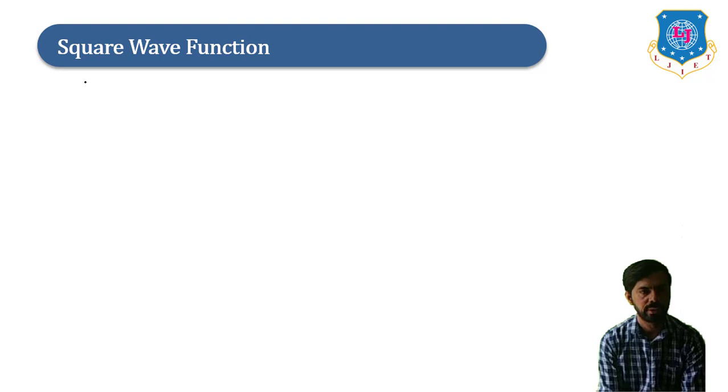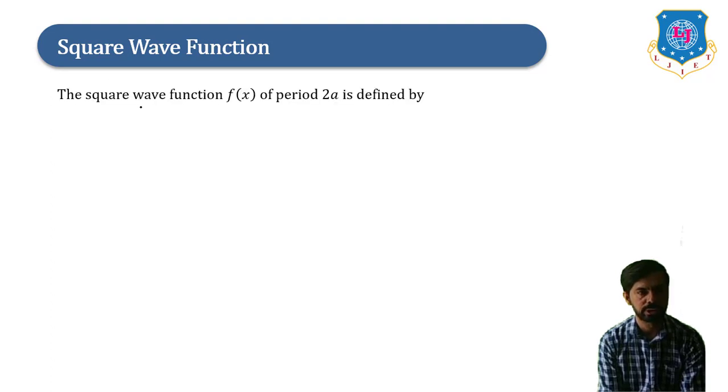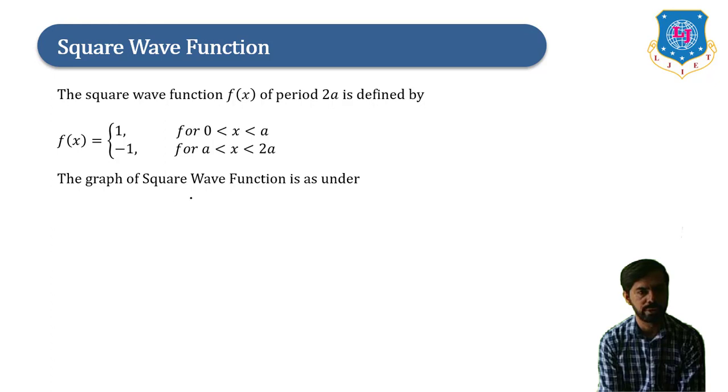Now we will see square wave function. So the square wave function f of x of period 2a is defined by f of x equal to 1 for 0 less than x less than a, and it is minus 1 for a less than x less than 2a. Now we will see the graph of square wave function.